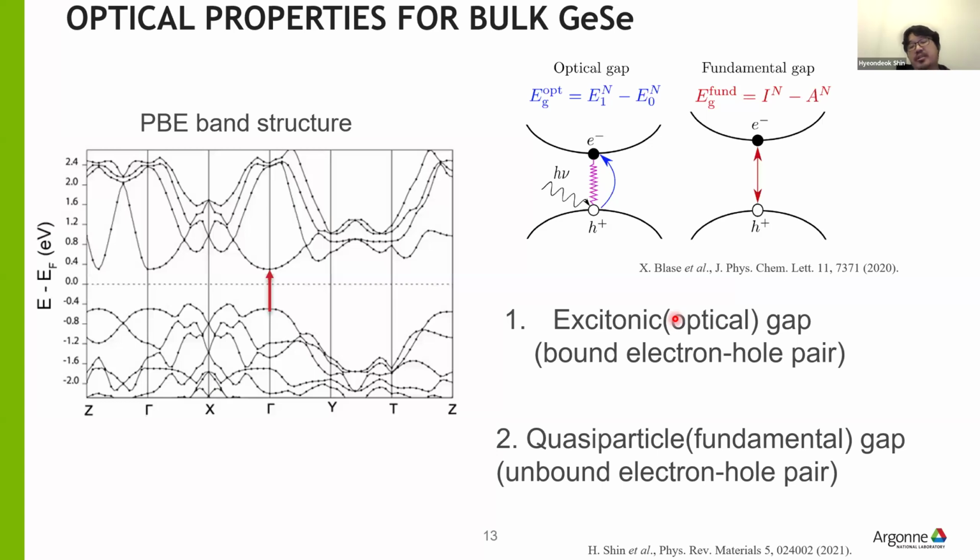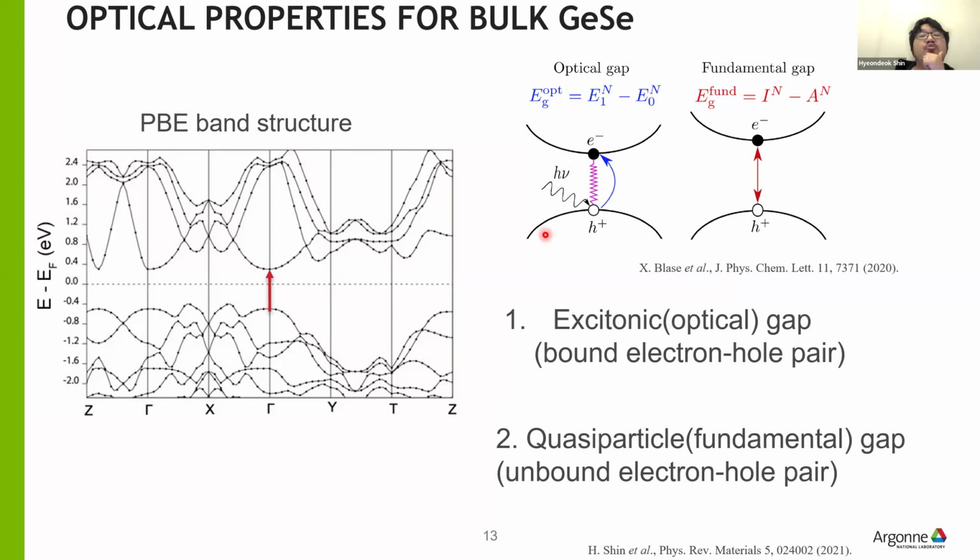Now we have just studied the ground state properties. As we know, QMC is very suitable to describe the ground state properties for many systems. But QMC can also provide useful information for excited state properties, such as the band gaps. Now we will estimate the band gaps for bulk germanium selenide, and I'll tell you how we did.